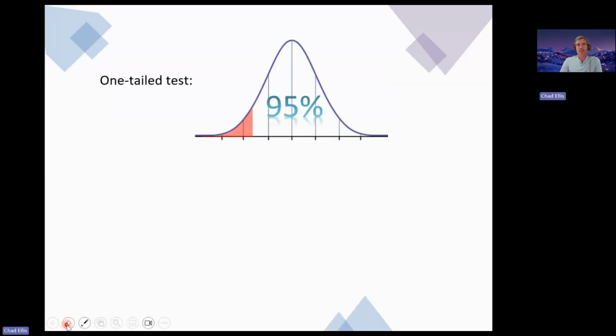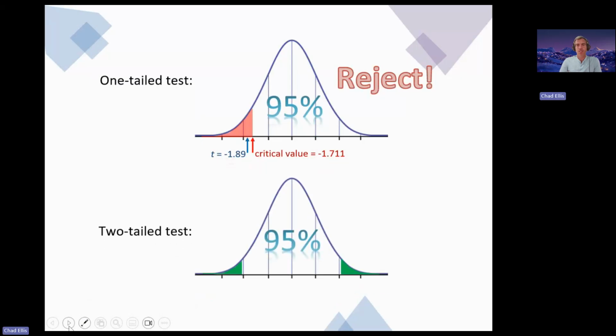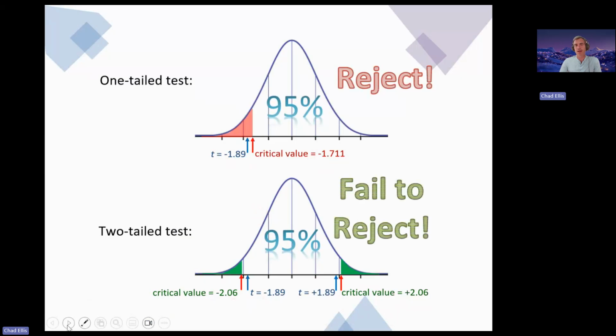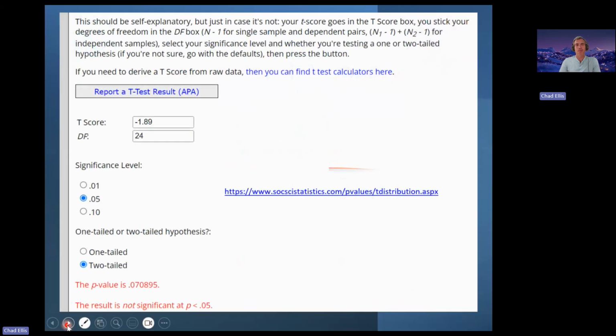So just to summarize here, with our one-tailed test, we had a critical value of minus 1.711. Our t-stat is minus 1.89. So in that case, our t-stat landed in the rejection zone, so we rejected the null hypothesis. For our two-tailed test, our critical values are more extreme than our t-value, which is the same as it was for the one-tailed test. So in this case, we failed to reject the null hypothesis. So this illustrates that just by choosing a one-tailed versus a two-tailed test, you can completely determine whether you're going to reject or fail to reject the null hypothesis.